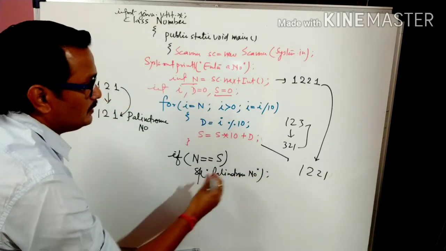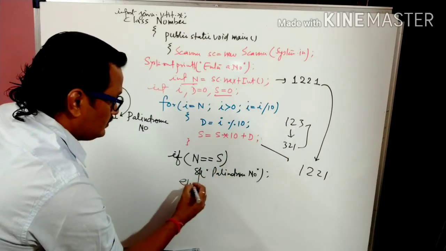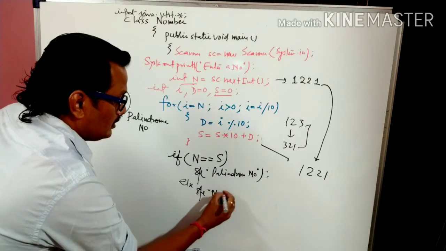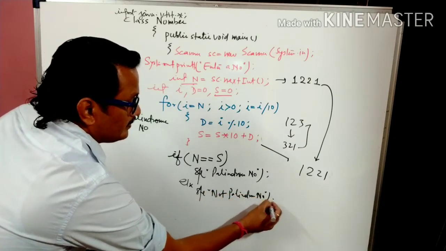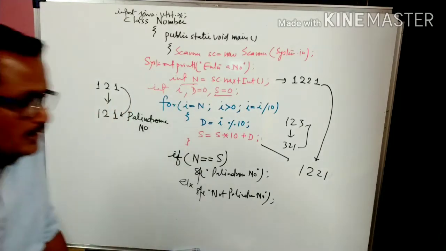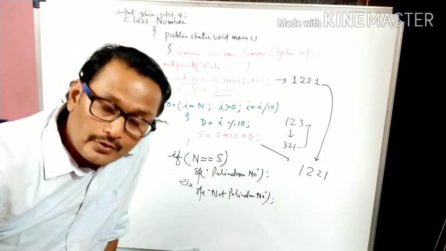And if the condition is false, suppose 123 is equal to 321, no, then it will print not palindrome. So these questions are very important, dear children, for class 8, 9 as well as for board exam.